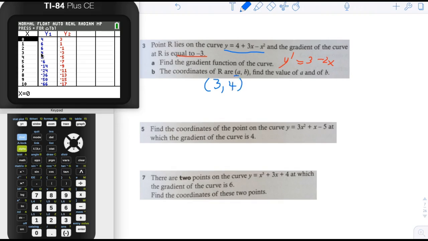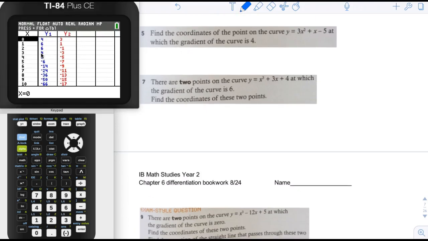So 3, 4 is A, B. So A is 3 and B is 4. Wasn't that easy? Okay, and not too confusing, right? You just got to keep it straight here.